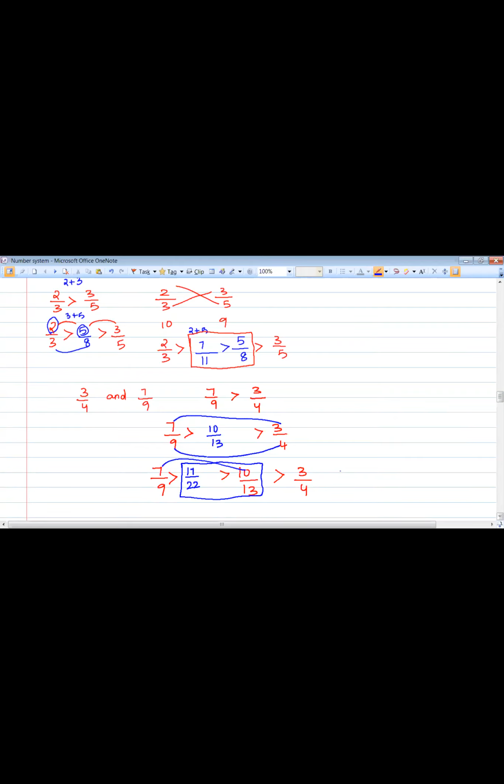Say yes if you understood. This is a very simple method. No need to find out LCM, nothing. This method is a tricky method. It's not there in your book also.